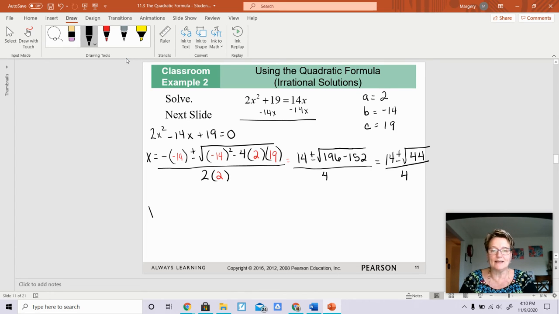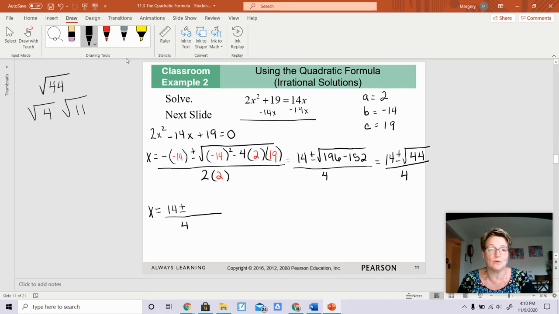So I end up with x equals 14 plus or minus the square root of 44, all over 4. Now, if I can simplify the square root of 44, I know that the square root of 4 times the square root of 11 is the square root of 44. The square root of 4 is 2. So I'm left with 2 square roots of 11.